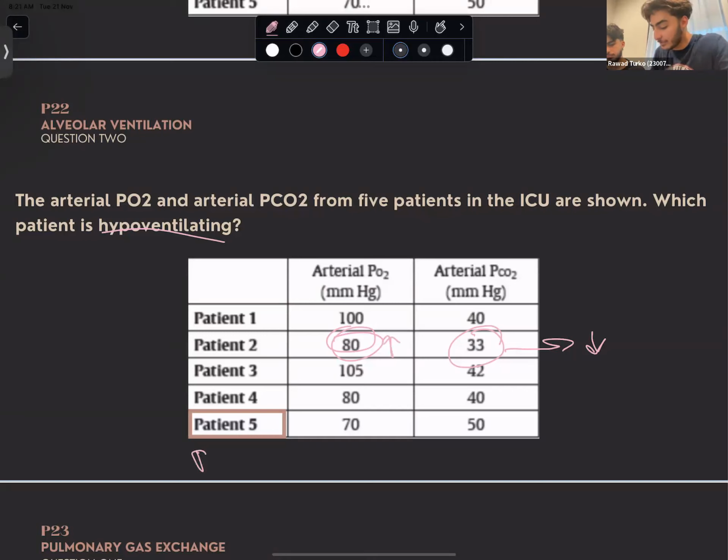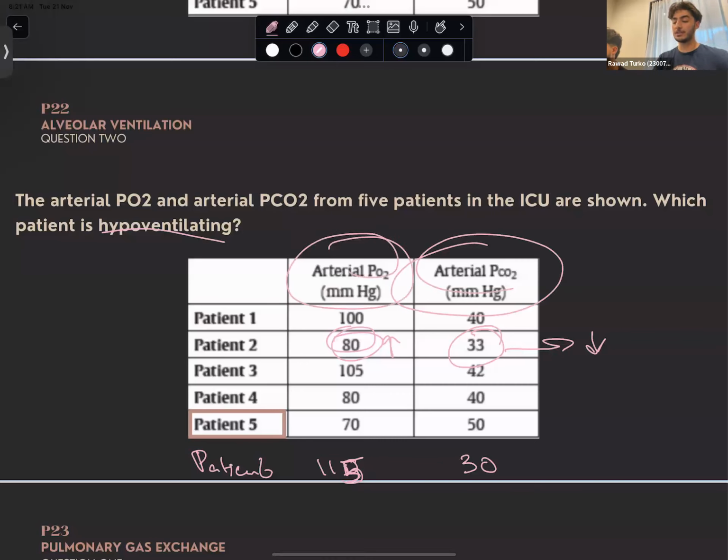So actually, patient 6, if we put a right answer for hyperventilation, this would be like 110, and this would be like 30. This would be hyperventilation, or 115, for example, because this should be increased. The normal oxygen levels are obviously 100 millimeters mercury, or 98, something like that. Hyperventilation would be increased oxygen levels, decreased PCO2. But the first thing you should be looking for is PCO2, because sometimes they'll give you this increase or this decrease without any change in PCO2.